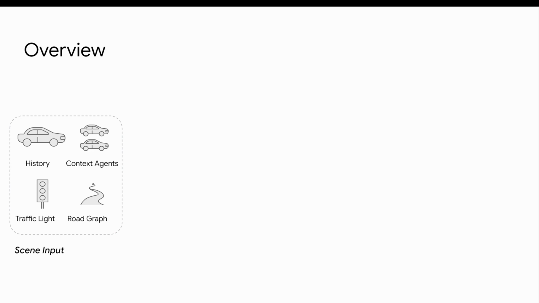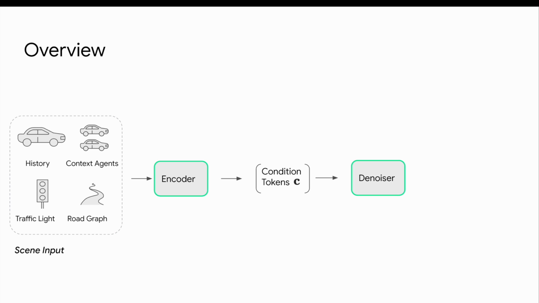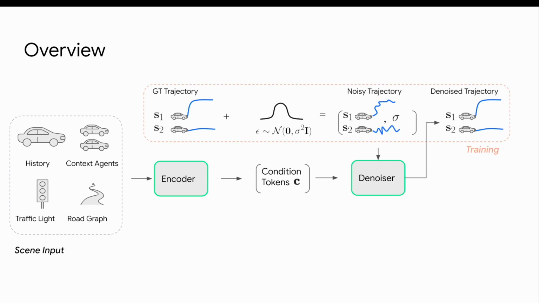Scene inputs such as agent history, context agents, traffic lights, and road graph are first encoded using a powerful transformer-based scene encoder. This produces a set of learned latent tokens which represent the input scene. The core component of MotionDiffuser is a transformer-based denoiser that is permutation invariant with respect to the set of modeled agents. During training, a random normal noise vector is added to the set of ground truth trajectories. The denoiser receives the noisy trajectory and regresses the denoised trajectory using a simple L2 loss. This entire process can be trained end-to-end along with the encoder.